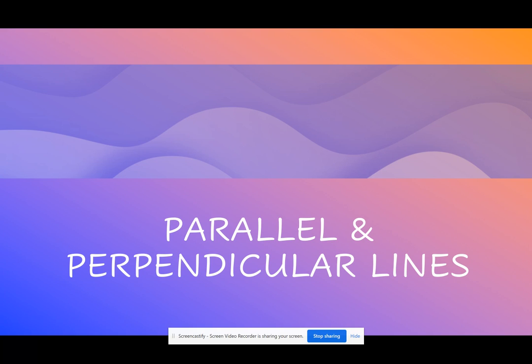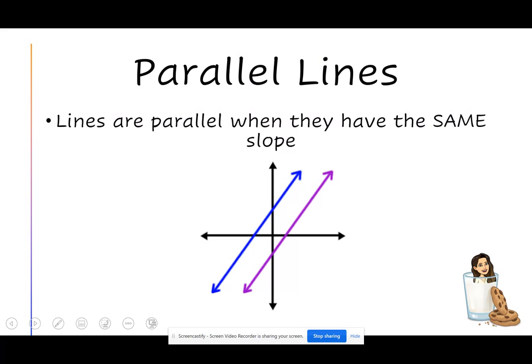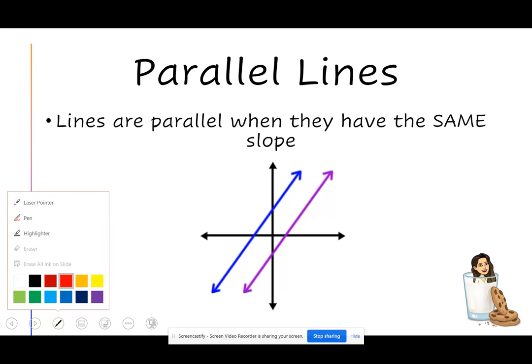So today we're going to look at parallel and perpendicular lines, what that means, how we determine if they're parallel or perpendicular, and how to write equations that are parallel or perpendicular to others. So we're going to start off with parallel. Lines are parallel when they have the same exact slope.